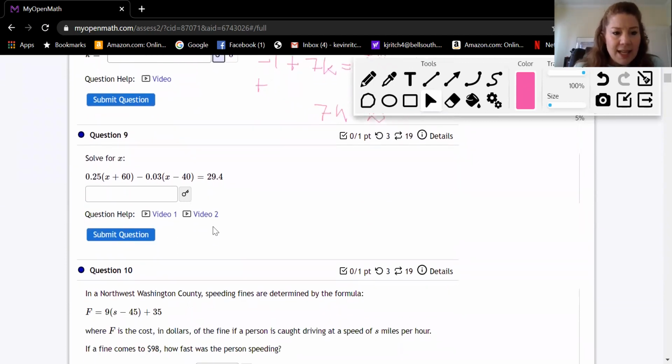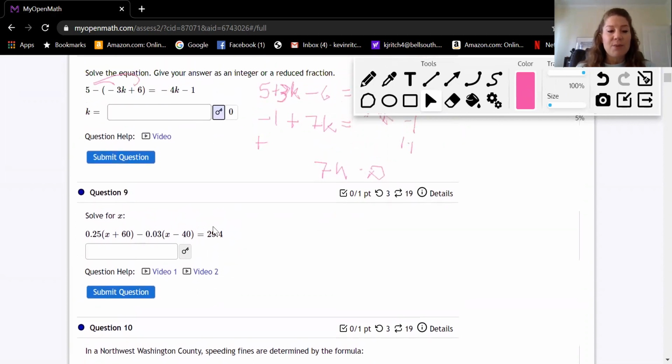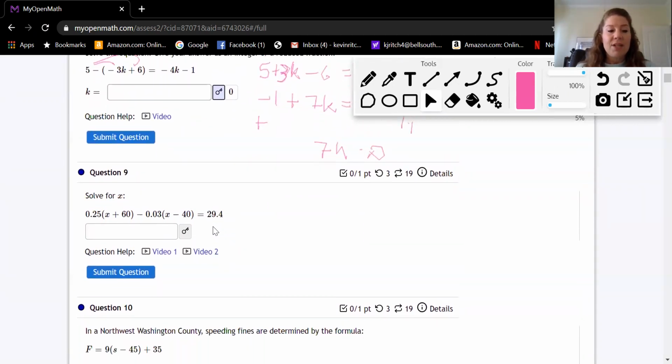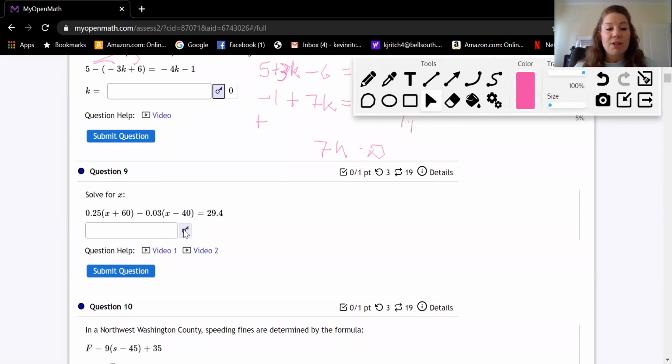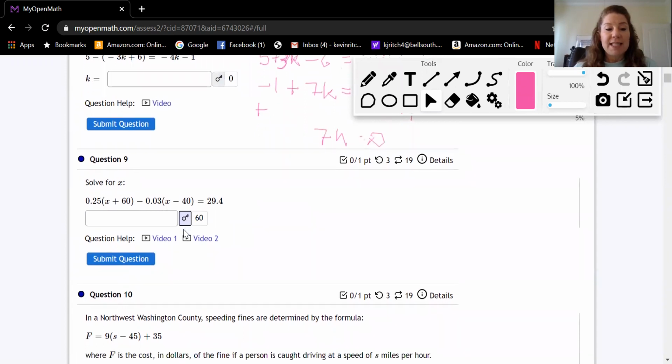All right, and then it asked me to solve for x. So you're going to do the same thing as we did up there. You're going to distribute the 0.25. You're going to distribute the negative 0.03. You're going to combine like terms. And your final answer is going to be 60.